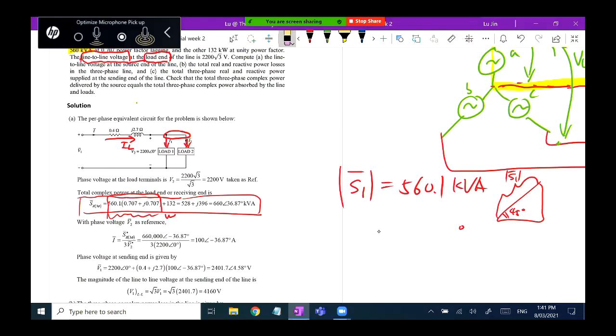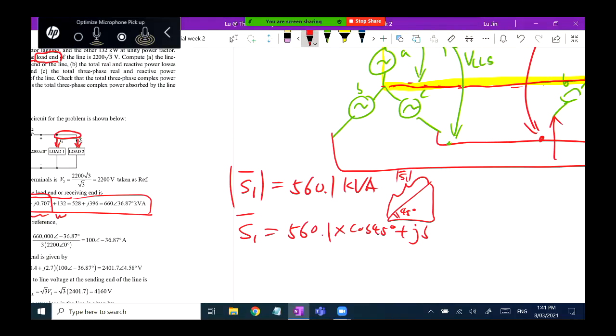Based on this, the complex power at load 1 is equal to 560.1 multiplied by cosine 45 degrees plus j 560.1 multiplied by sine 45 degrees. Actually, this question is calculating the real component and the imaginary component, the real power and the reactive power. The reason we have to do that is because we need to combine load 2 with load 1 to get the total power. So you have to do the summation, and for summation we have to use the rectangular form. This is the first one.